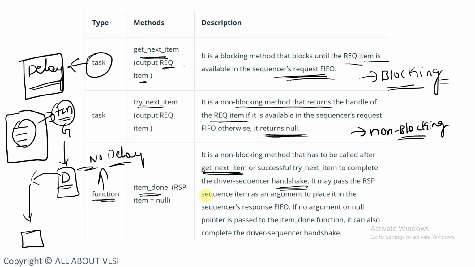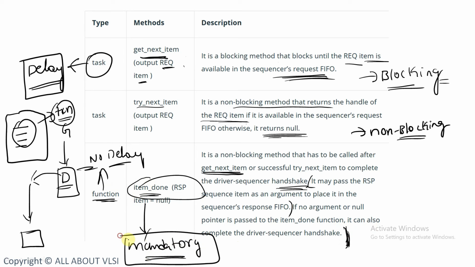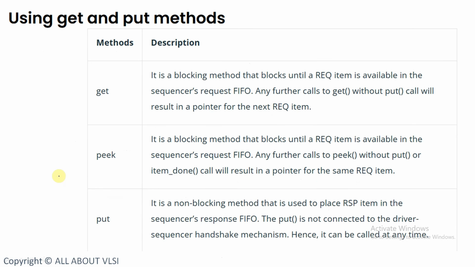It may pass a response sequence item as an argument to place it in the sequencer's response FIFO. This is optional, don't worry about it. If no argument or a null pointer is passed to the item_done function, it can also complete the driver sequencer handshake. Calling this function is mandatory. Only if you call this function will the next sequence item, or next transaction object, be given. If you are not calling this function, it is not going to provide the next transaction or sequence item.